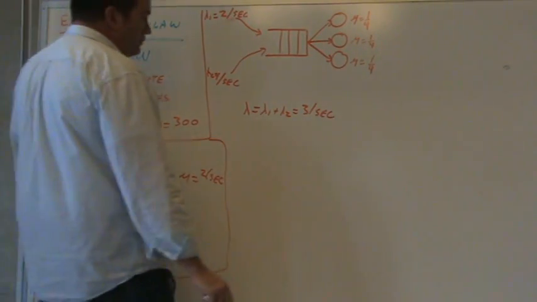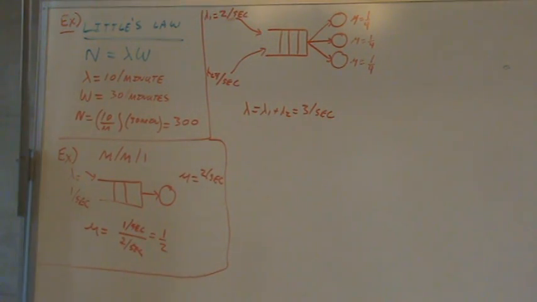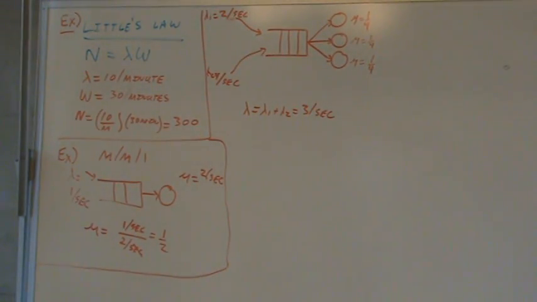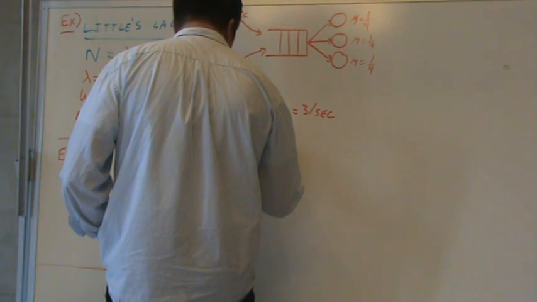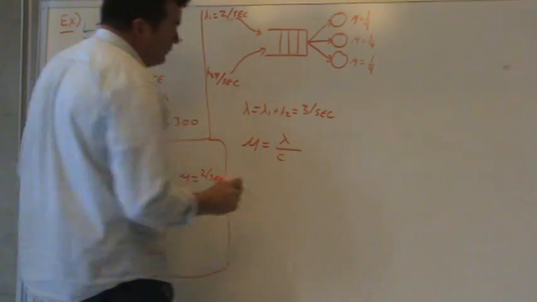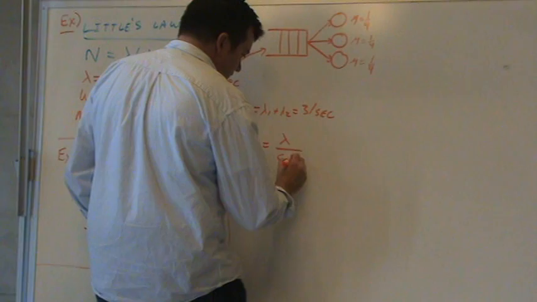So what we're trying to ask ourselves is for each of these servers, what percentage of the time are they in use? In the last example we had a mu, meaning the percentage of the time, but there was only 1 server. Now there's 3. So what would we have to do with 3 of them? The utilization would end up being the overall lambda divided by the number of servers. Now we can only do this if they all operate at the same speed, but we can do this.